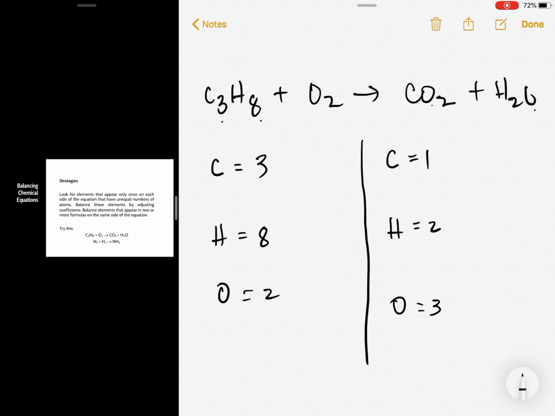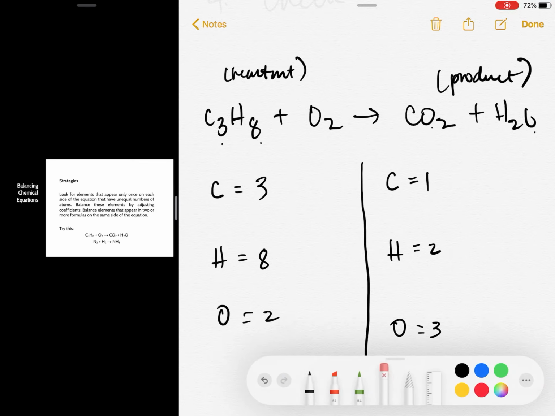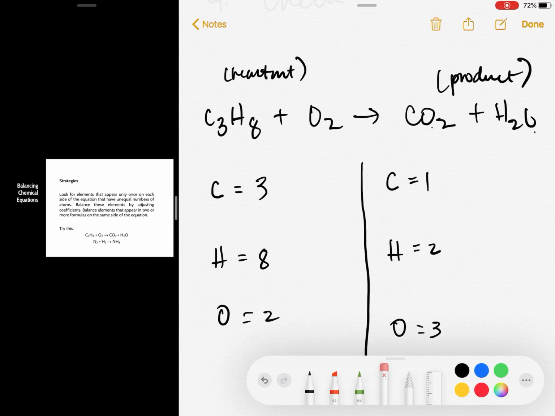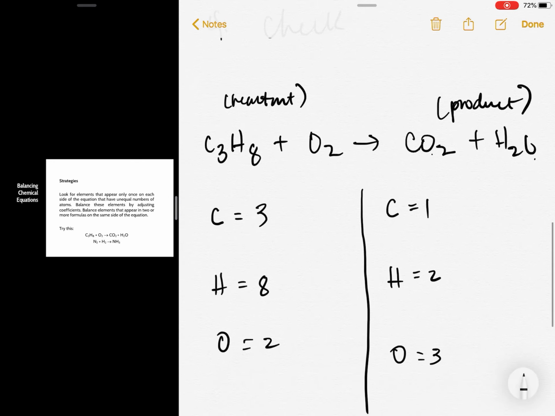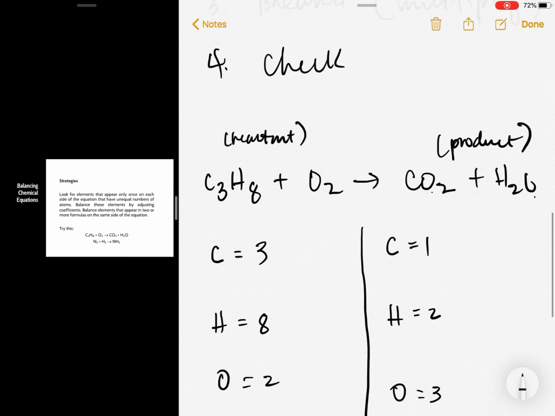Magsisimula ka dun sa elements that is written only once on both sides of the equation, which is napaliwanag ko nga kanina, it is carbon and hydrogen. Si carbon sa reactant side, isang beses lang naisulat, isang beses lang din naisulat sa product side. Sige, specify natin reactant and the product side. Si hydrogen, isang beses lang naisulat sa ating reactant side, isang beses lang din naisulat sa ating product side. So, pwedeng sa kanya tayo mag-start mag-balance. However, si oxygen, isang beses naisulat sa reactant, pero dalawang beses naisulat yung oxygen sa product. So, hindi tayo magsisimula sa kanya.